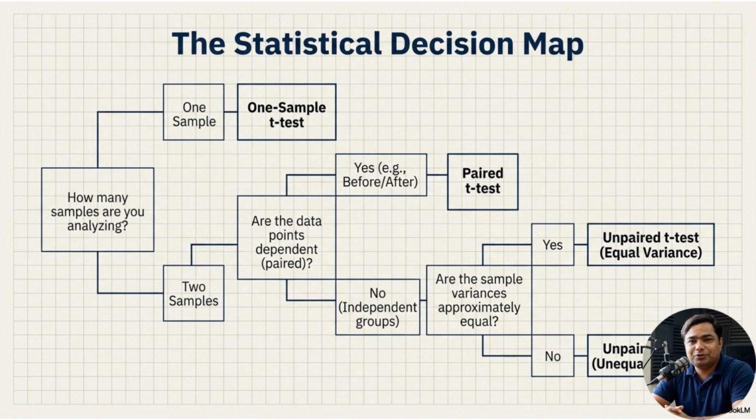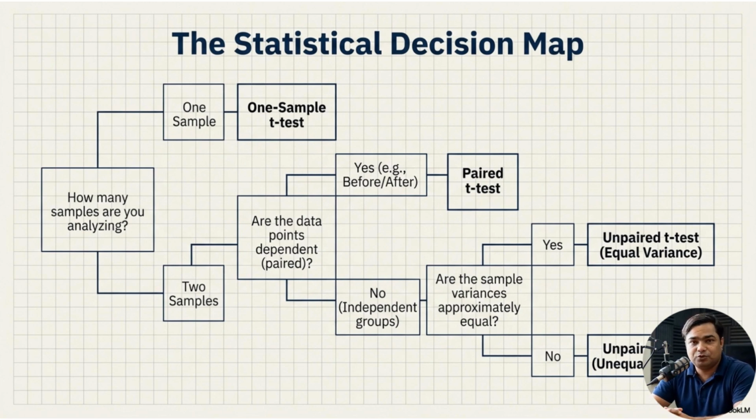If we have two samples, then we ask the second question, are the data points dependent or paired? If the data are paired, we use a paired t-test. For example, measuring the same person before and after training. The before value and after value belong to the same person, so they are connected. If the two samples are independent, we use an unpaired t-test. For example, comparing the test scores of two different classes or comparing two different groups of athletes.